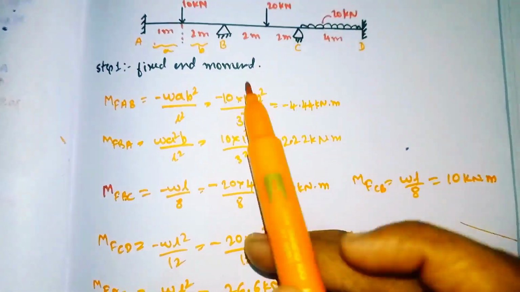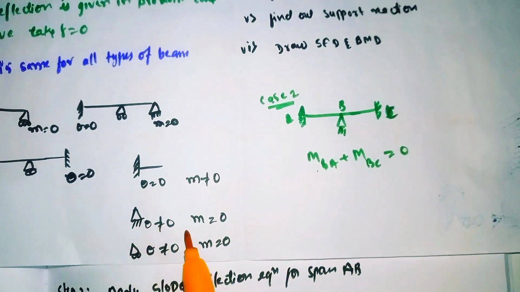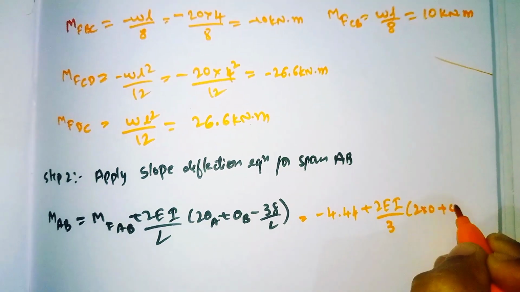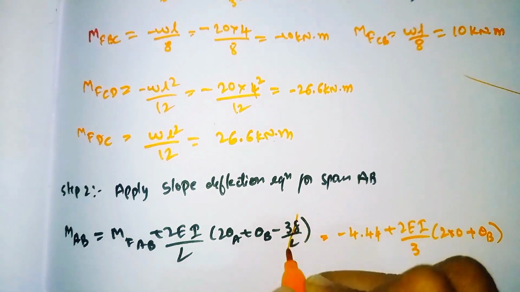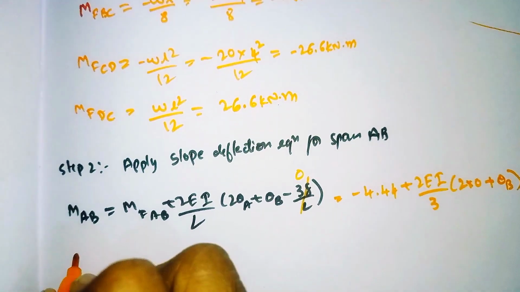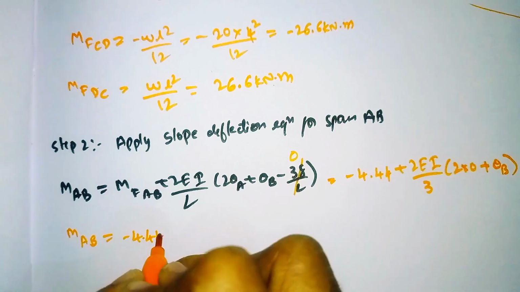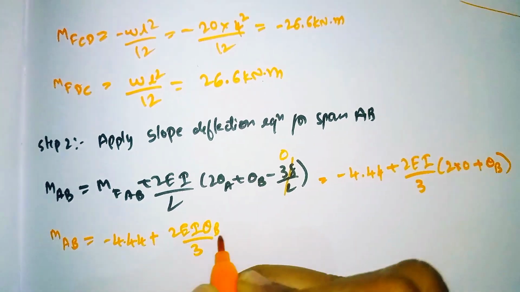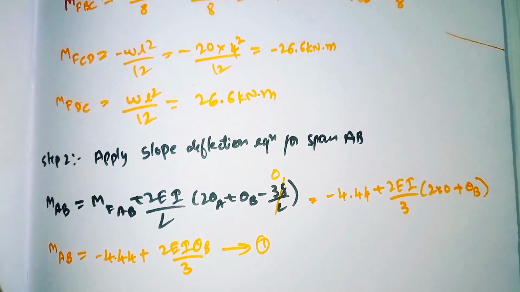Theta B, the hinged support, has some value. Theta is not equal to 0 here, so some value will come. Again the sinking value is not given, so the deflection value becomes 0. So now MAB is equal to minus 4.44 plus 2 EI theta B divided by 3. Call it equation number 1.